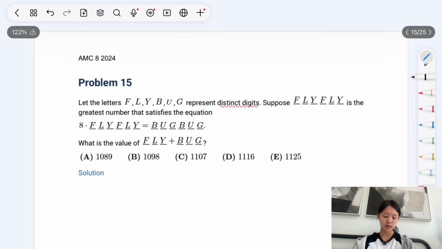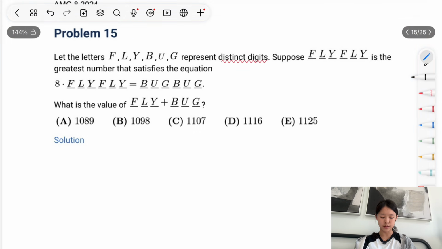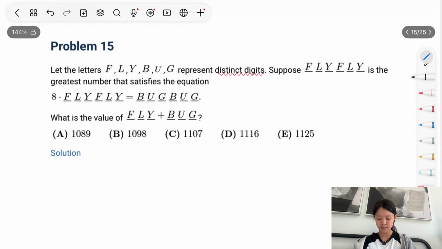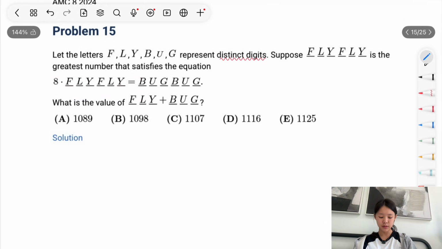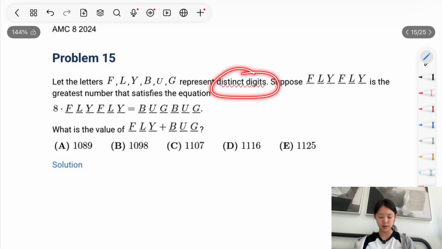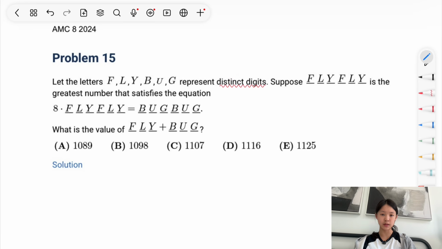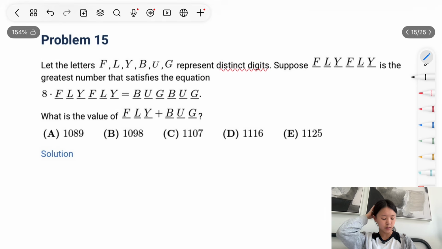Problem 15. Let the letters fly, bug represent distinct digits. Suppose that fly is the greatest number that satisfies the equation 8 times fly equals bug. What is the value of fly plus bug? So this problem only really gives you one condition, which is that these are distinct digits. So basically the main problem here is that if fly is too great, then it'll surpass the final 6-digit bound that is given by the bug.